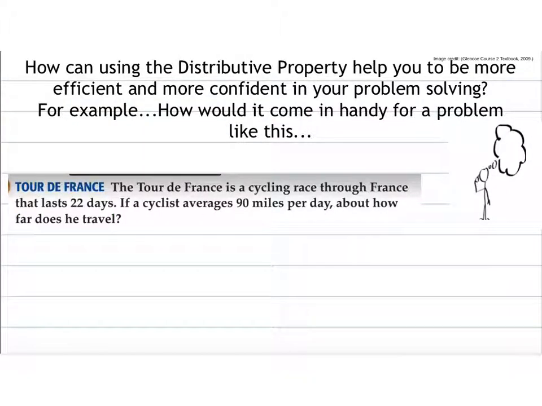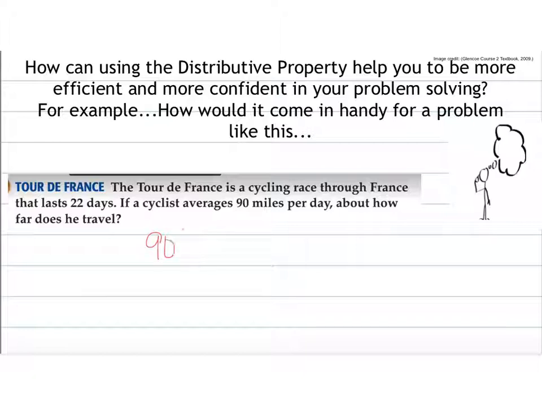All right, how can using the distributive property help you to be more efficient and more confident in your problem solving? For example, how would it come in handy for a problem like this? The Tour de France is a cycling race through France that lasts 22 days. If a cyclist averages 90 miles per day, about how far does he travel?